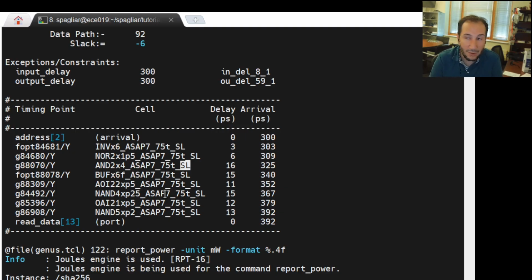SL is the fastest version of the library that we have. So we need something else to fix the timing problem on this path, if we want to keep increasing our clock frequency. This something else is pipelining, and that's what we're going to explore in task 9.